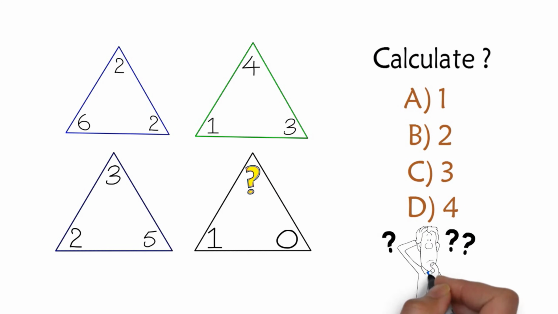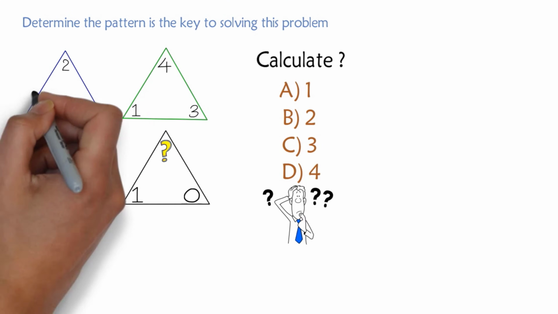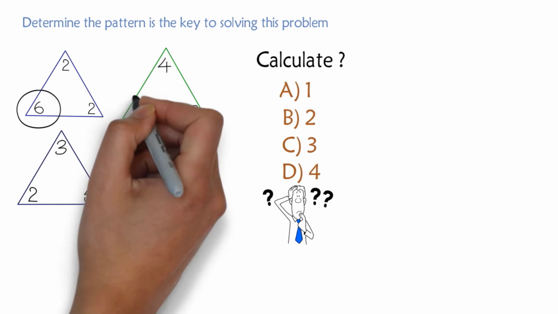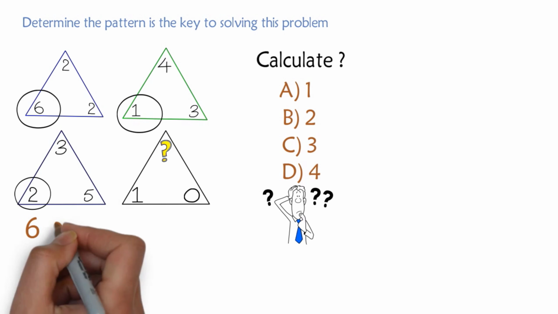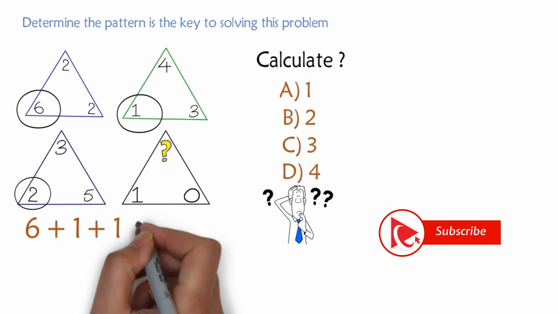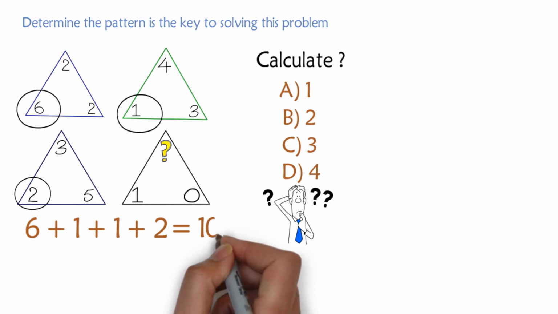Let's continue to see how we can solve this challenge together. Determining the pattern is the key to solving this challenge. For example, if you add up the numbers in the lower left corners, 6 plus 1 plus 1 plus 2 in all triangles, you will get a sum of 10.